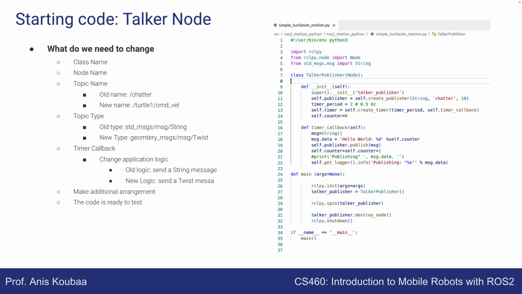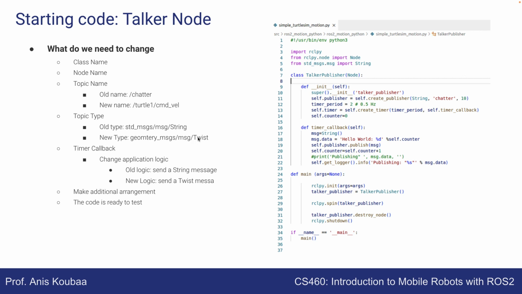It's cmd_vel. turtle1/cmd_vel, right? So yes, I'm going to change the old name chatter to turtle1/cmd_vel. And of course, if I change this one, what other things do I have to change? Because now this is the topic name, and the topic name has a type. Here we have a string. What will be the type? Twist, yes. So I need to change the string type to the Twist type.